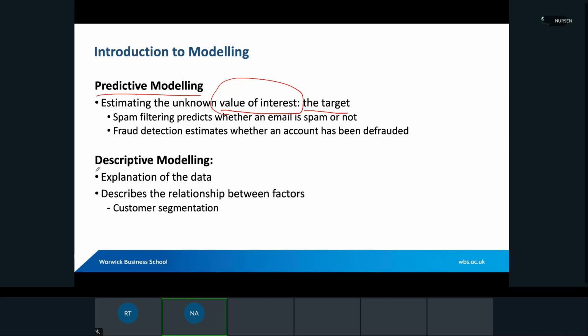Descriptive models, on the other hand, don't have a target variable, they don't have a value of interest to predict. They try to bring explanation to the data set. So we try to understand the relation between different features in the data. The most well-known example is customer segmentation in marketing: we have customer data, and we try to understand which features of the customer affect each other, and whether by using this we can come up with a segmentation. So in predictive models, we have a value of interest, the target variable. In descriptive models, our main focus is to explain the data itself.